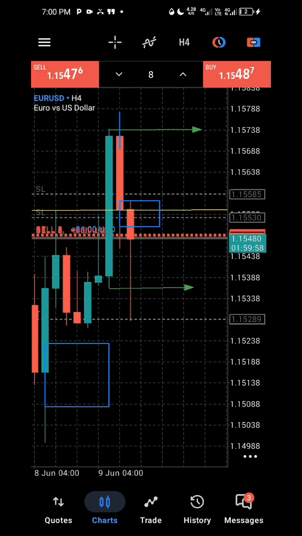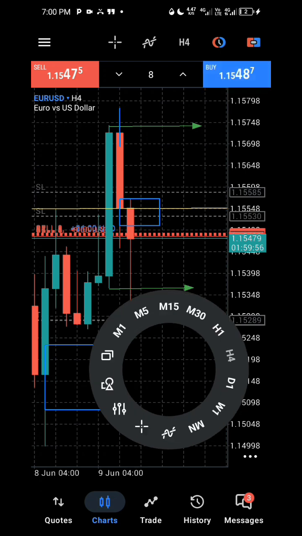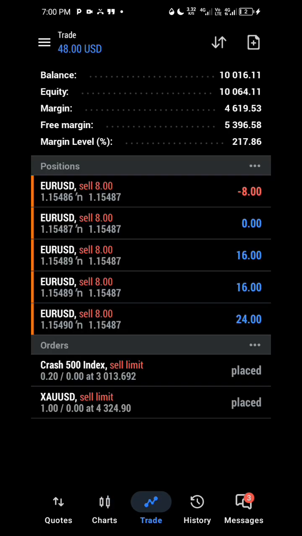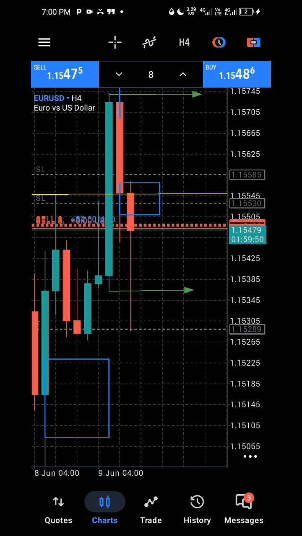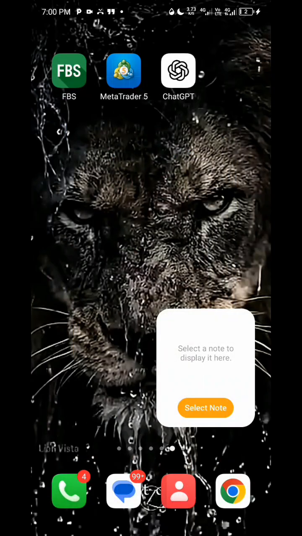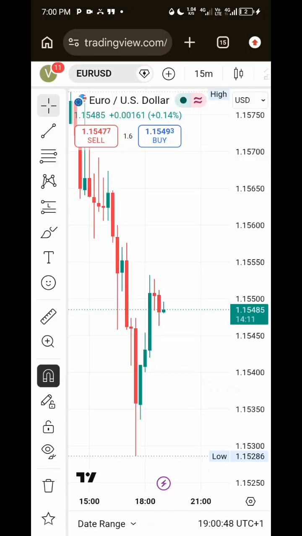So to cut the long story short, here is the setup that's already trading right now. We have not reached our take profit and the stop loss has not yet been hit. But just to analyze everything, let's go to TradingView. All right, so right now we are at TradingView.